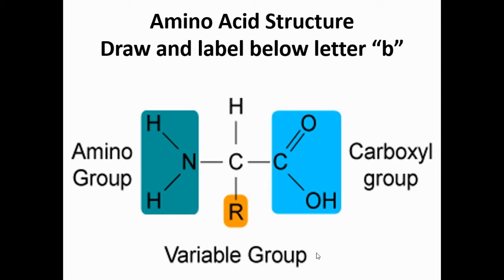I'm not going to have you draw the amino acid structure because, well, it's hard to draw online, but you can just observe it here. This is the central carbon group right here. Here is the carboxyl group. Here's the hydrogen. Here's the amino group with the N, which is nitrogen, and the variable group is right here where that R is.